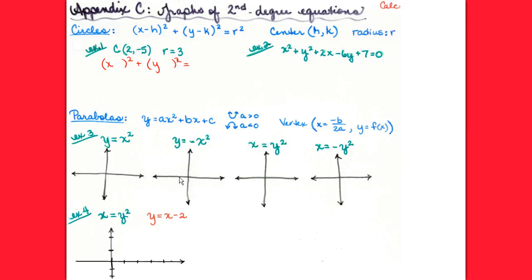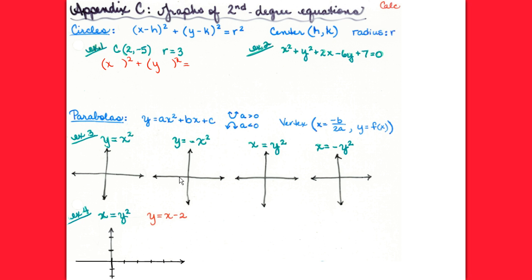Page A16, Appendix C, we're looking at graphs of second-degree equations. And when we think of second-degree equations, we primarily think of circles, parabolas, ellipses, hyperbolas is what we're focusing on in this appendix. So let's start with circles.